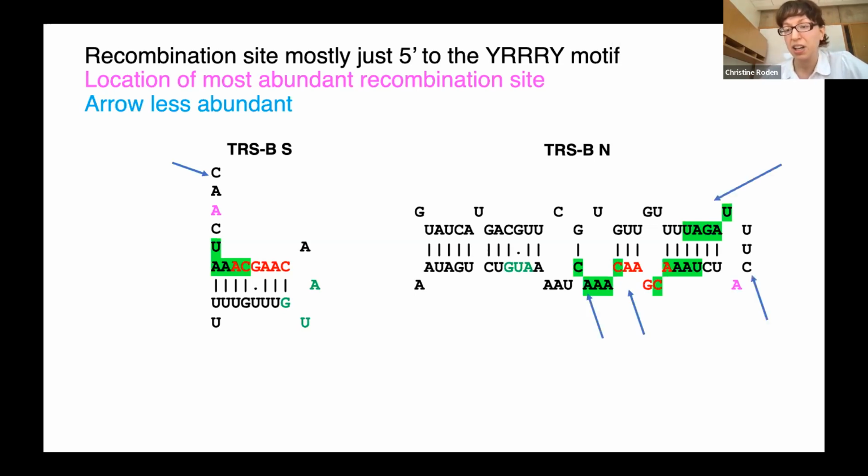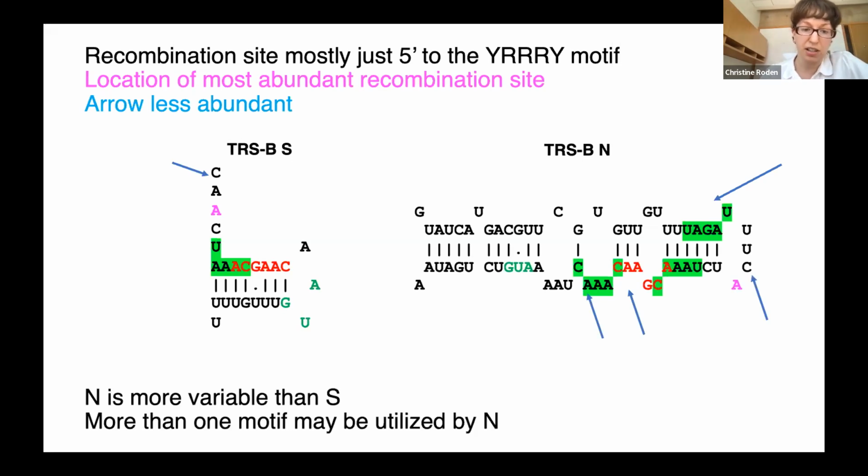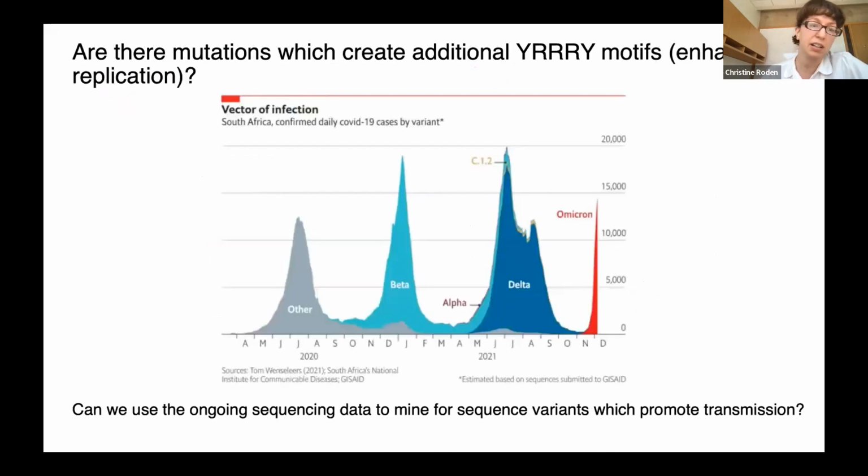The TRS-LB of N has 4 additional highly abundant recombination sites. So N is more variable than S, which suggests more than one motif may be utilized by N, consistent with N having more motifs. So finally, I will tell you a little bit about how there are mutations which create additional motifs that may enhance replication.